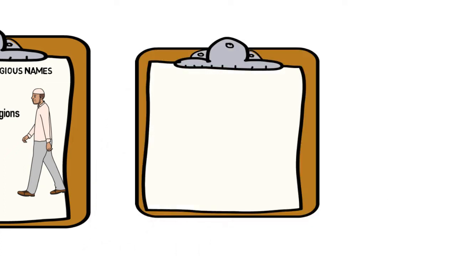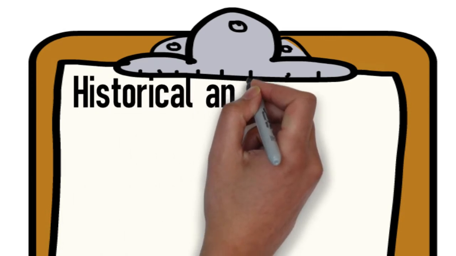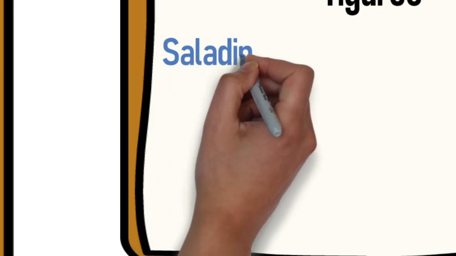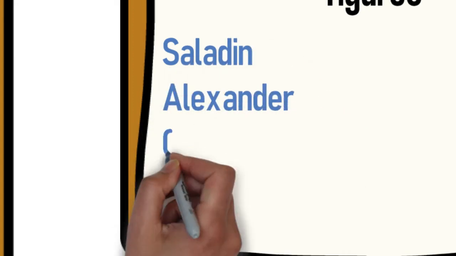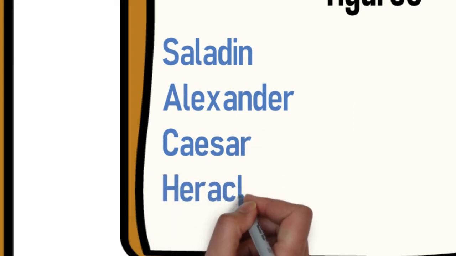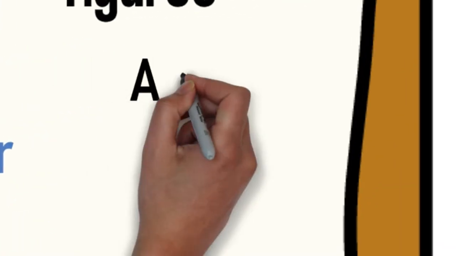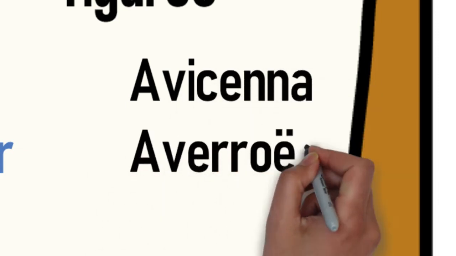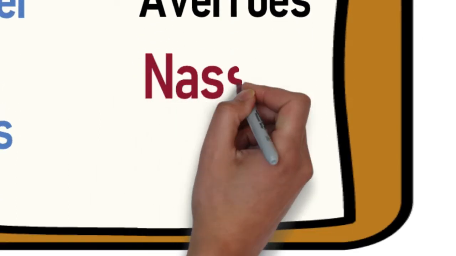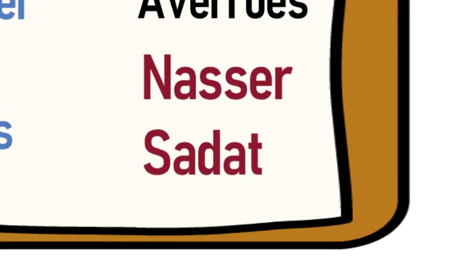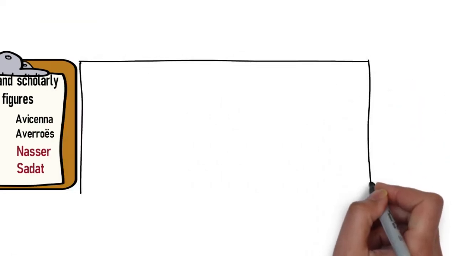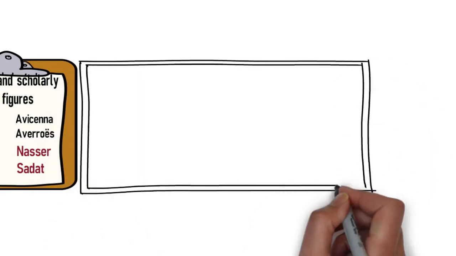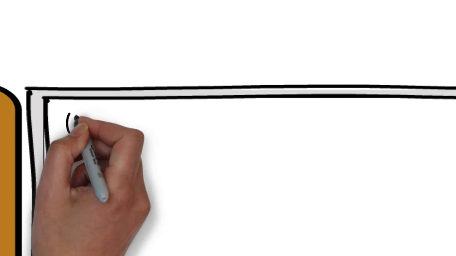One can also find some historical and scholarly figures spelled differently in English and Arabic. Names like Salahuddin, Saladin, Al-Iskandar, Alexander, Caesar, Heraclius, Herakl. Scholarly figures like Avicenna, Ibn Sina, Averroes, Ibn Rushd, or famous political figures like Nasser and Sadat. This approach tends to domestication and to bridge the gap between the two cultures.